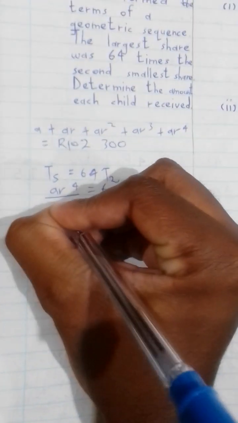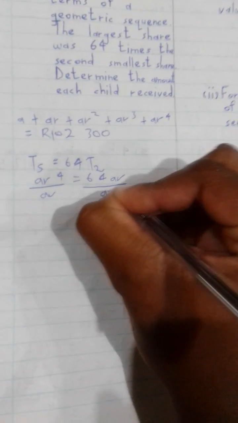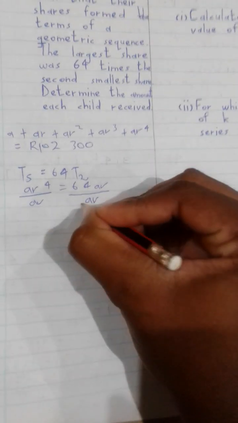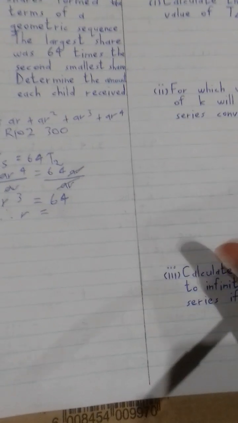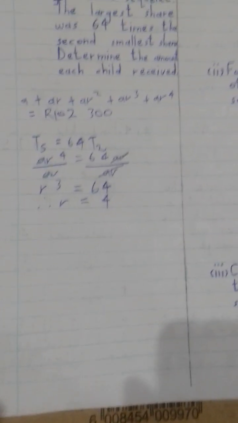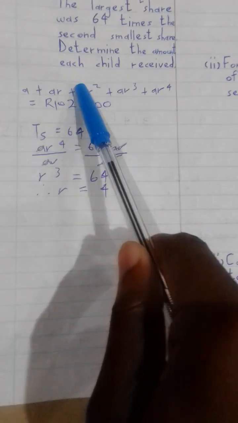Divide both sides by AR. This goes, this goes, this goes, this goes. R to the power of 4 divided by R, remember, you have R to the power of 3. On the right we have this 64. So what is R? Cube root of 64. It's 4.